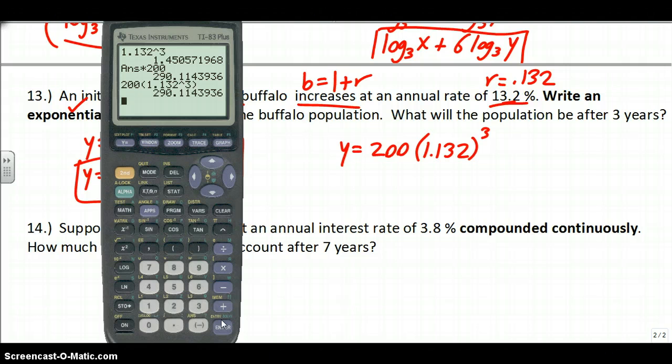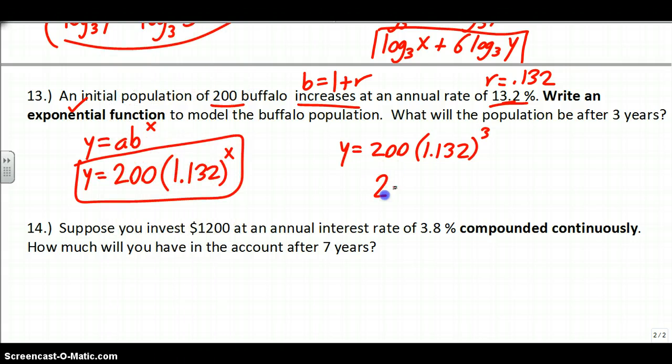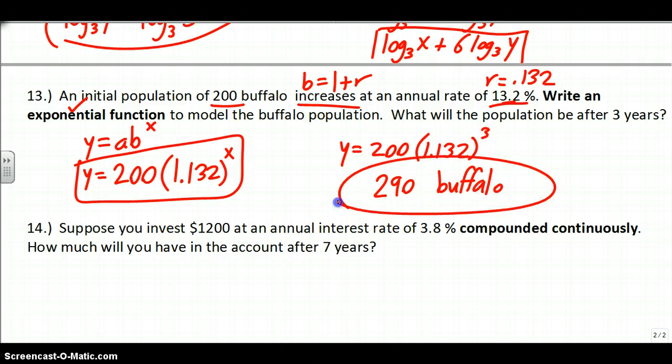Anyway, what's the population going to be? Well, think about it. These are buffalo, so how do I round that? I've got 290 buffalo for sure, and like 0.114 of a buffalo. Is that enough to make another buffalo? No, it's just some buffalo parts. So we only have 290 buffalo.